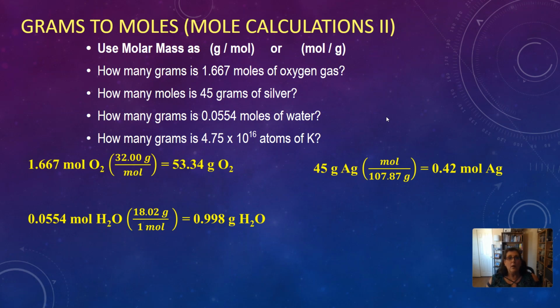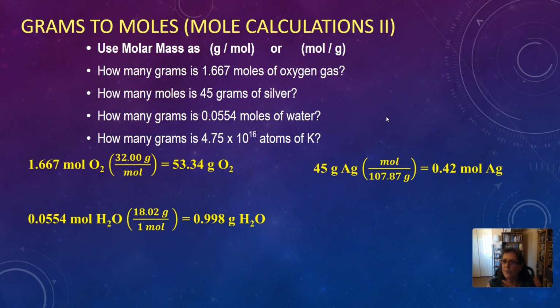Start with what you're given. 4.75 times 10 to the 16th atoms K. Avogadro's number is 6.02 times 10 to the 23rd atoms per 1 mole. Now, because we're starting with atoms of K, for Avogadro's number, which is a conversion factor in parentheses, do we want atoms on top or bottom? We need them to cancel out, so we need them on the bottom. So Avogadro's number is going to be on the bottom with 1 mole on top. Atoms will cancel out. That will get us to moles.